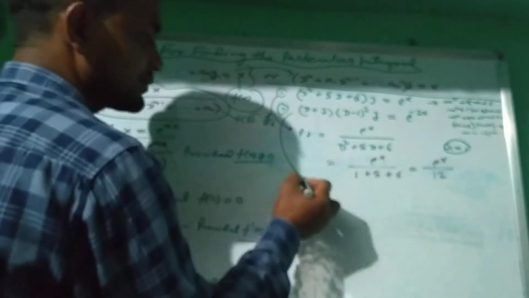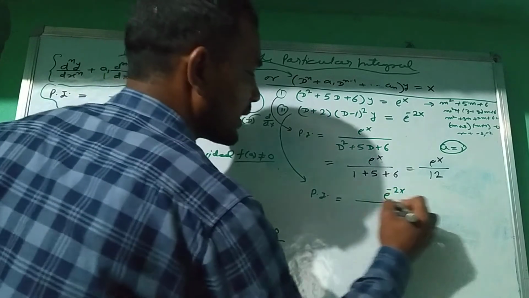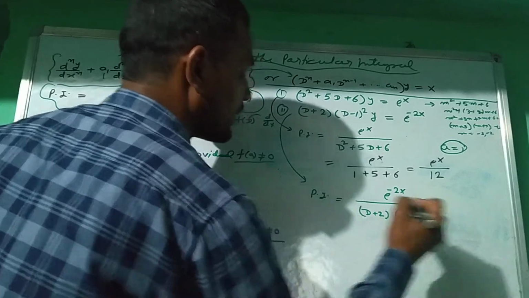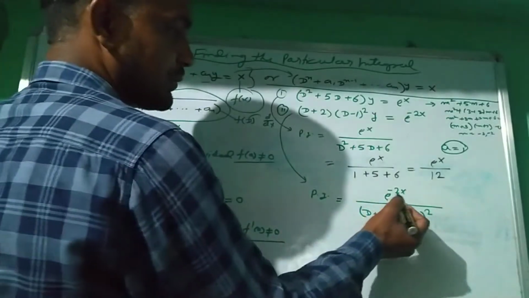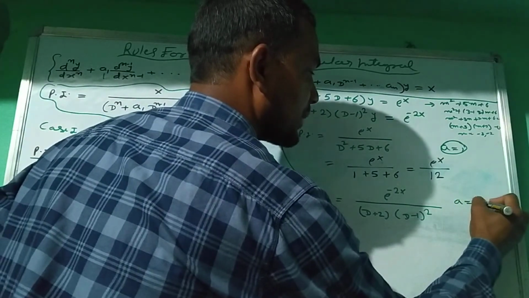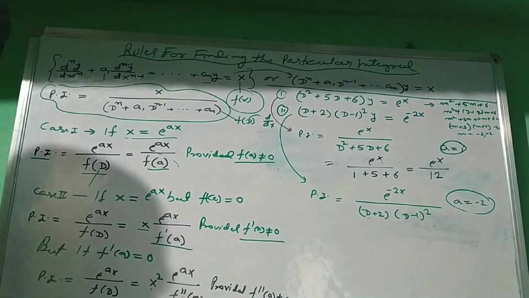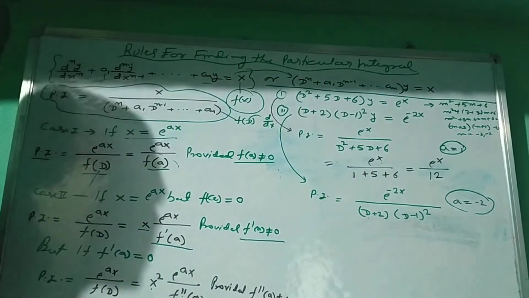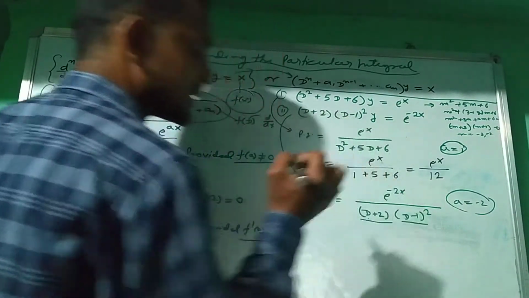And in the second example, PI, particular integral, equal to e to the power minus 2x upon (D plus 2) and (D minus 1) to the power 2. Now, if we want to put the value of a in the denominator part, the value of a equal to minus 2. When you put minus 2 here, then the denominator part converts to 0. But we have two functions in different brackets in the denominator part. One is this and the other is this.